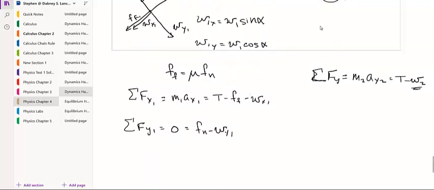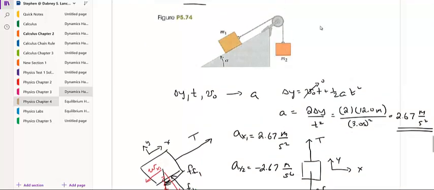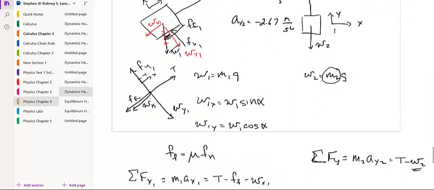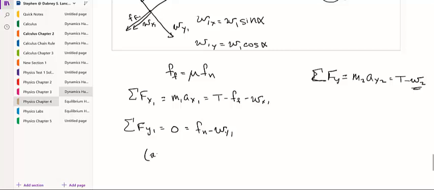So I think all we have to do is plug everything in and work our way through this thing. So we're going to use this equation. What's m1? m1 is 20 kilograms. I'm leaving off the units just to make it a little easier to deal with. a sub x1 is positive 2.67, is equal to T minus the friction force. So the way we do that is from here, we know that the normal force is equal to W sub y1.